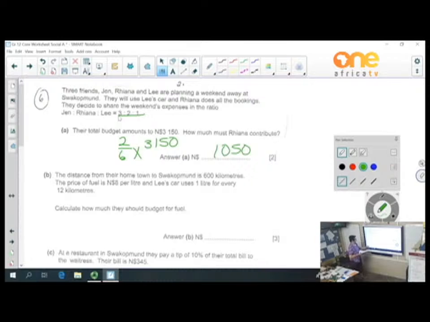The distance from their hometown to Swakopmund is 600 kilometers. The price of fuel is $8 per liter, long ago. And Lee's car uses 1 liter for every 12 kilometers. So calculate how much they should budget for fuel. So how do we do this one? Every 12 kilometers, you use 1 liter of petrol, isn't it? So I'll have to divide the 600 kilometers by the 12 to find out how many liters I'm going to use. And then we multiply it with the price of 8. So $400 for fuel.